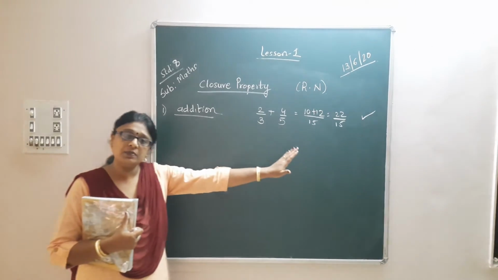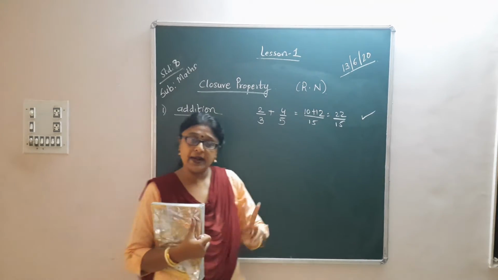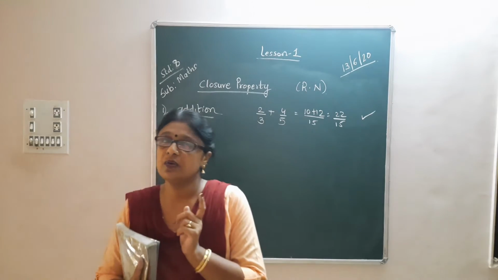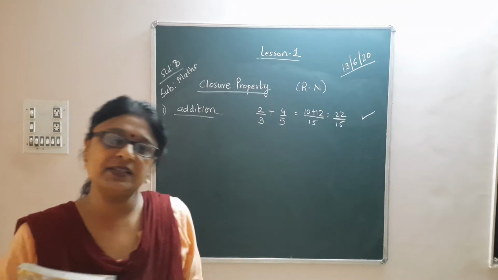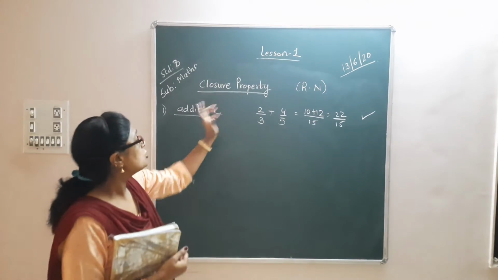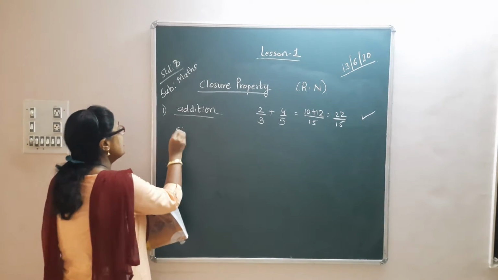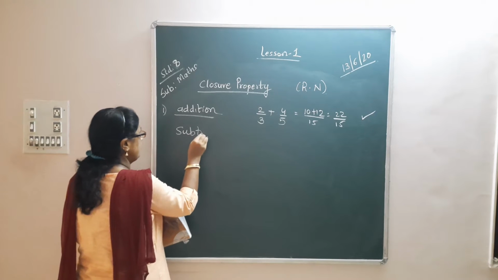Closed under addition means what? That when you add any two rational numbers, the answer is also a rational number. You will always get the answer as a rational number. So we can say that it is closed under addition. Similarly, let us see for subtraction.